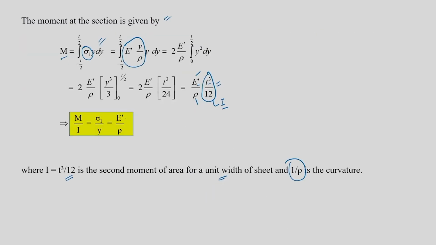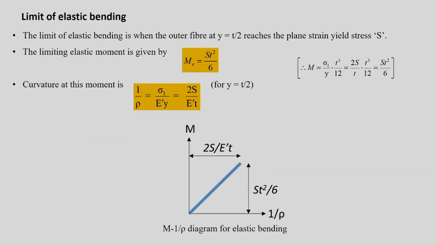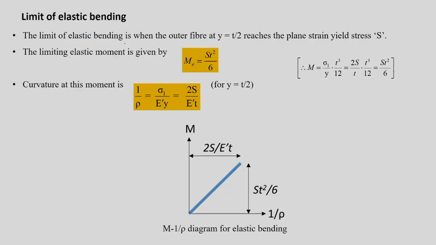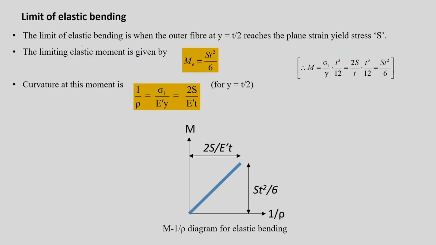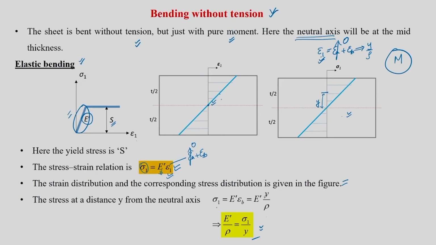We can also evaluate the limit of elastic bending by putting some conditions that we see during bending. The limit of elastic bending means how long are you going to stay within this zone. It can be obtained by this particular discussion. The limit of elastic bending is when the outer fiber at y is equal to T by 2.